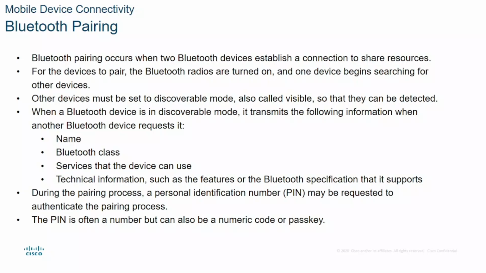So when a Bluetooth device is in discoverable mode, it transmits the following information, which is what? The name, the Bluetooth class, services that the device can use. Alright, it could be audio only, it could be audio and video, and it could be audio, video, and data. So it also transmits information such as the features or the Bluetooth specification that it supports. So during the pairing process, a personal identification number may be requested to authenticate the pairing process. So the PIN is often a number, but can also be a numeric code or passkey.